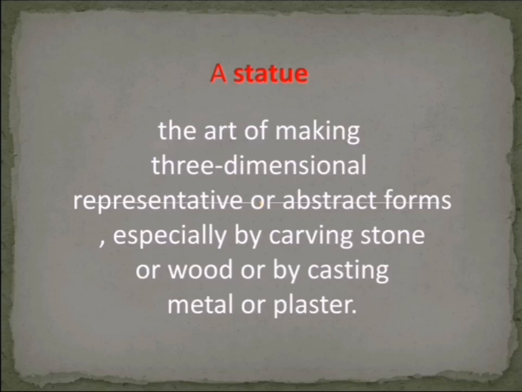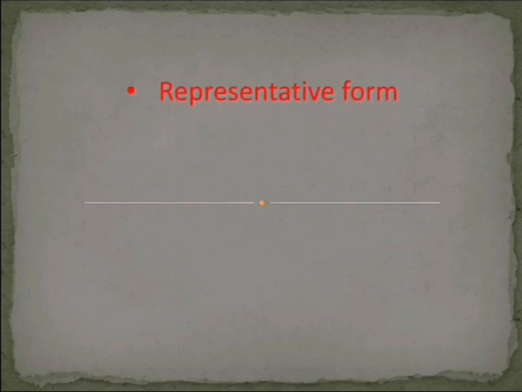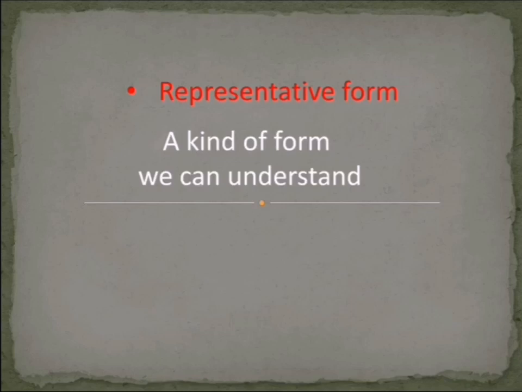I will be giving you examples of a statue. There are two kinds of statue. We have the representative statue and we have the abstract forms. When you say representative, it's a kind of form we can understand. These forms exist, so we can see them in our surroundings or in our environment. For example, organic forms. These are living things.